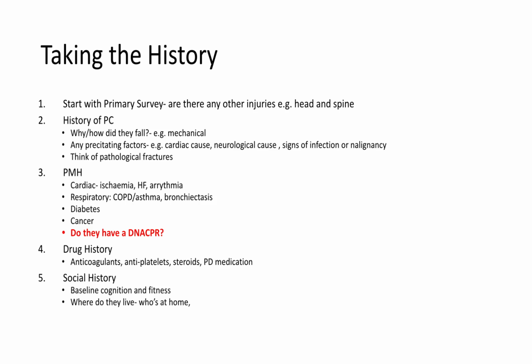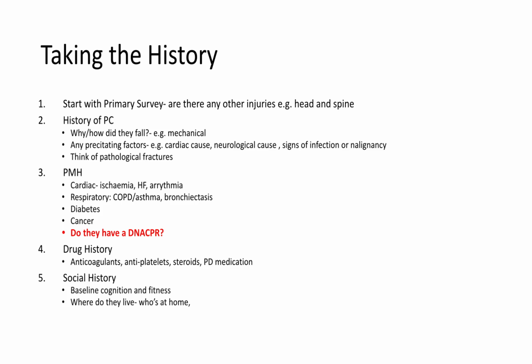So first, we're taking the history. With a patient who has had a fall, obviously this is trauma, so you treat it like a trauma. You would start with a primary survey. You want to look if there's any other major injuries that need to be dealt with straight away. For example, do they have a head injury? Do they need to go through a CT? Have they got a spinal injury? Does their C-spine need stabilizing?